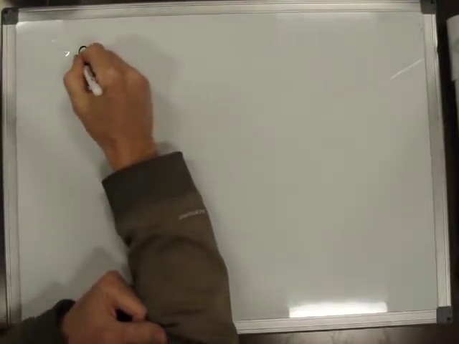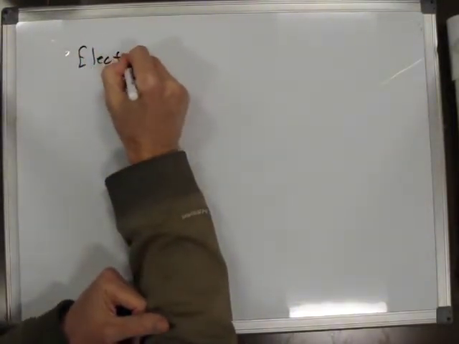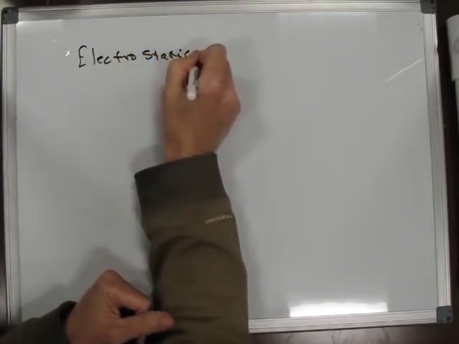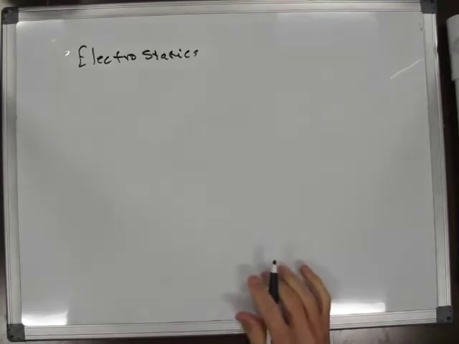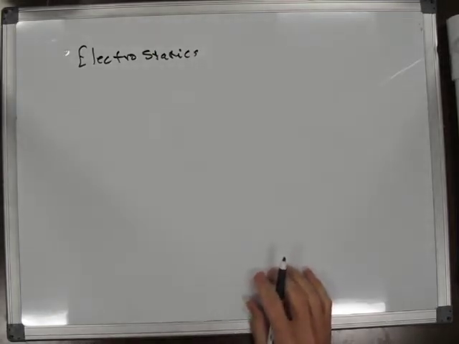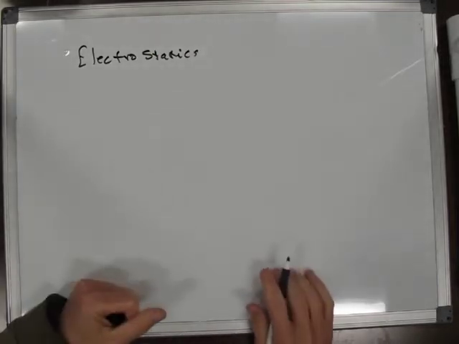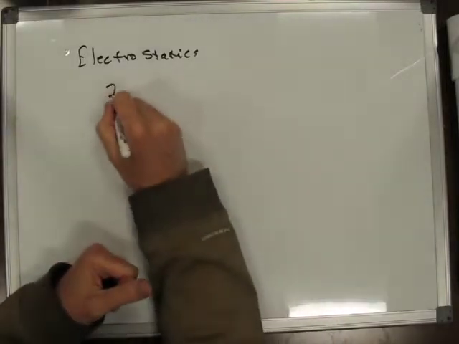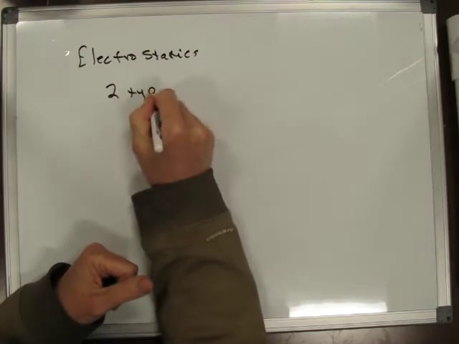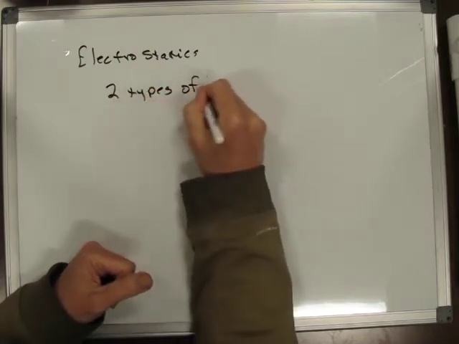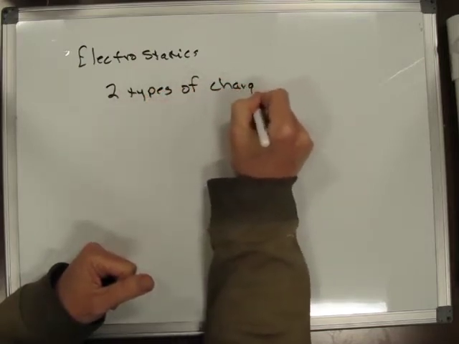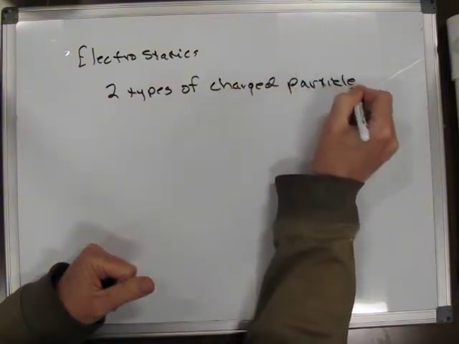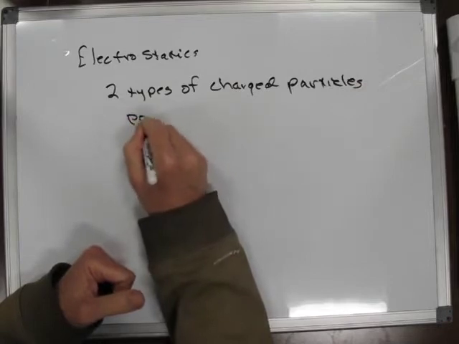So this section is called Electrostatics. And just like the name sounds, it's about charged particles that are stationary, essentially. There are two types of charged particles. A positive.